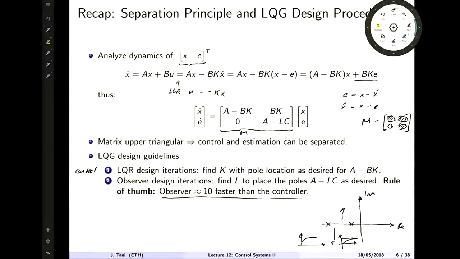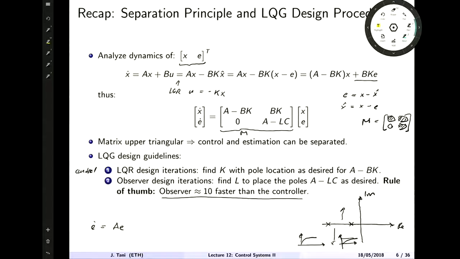Yes, this is correct, but there's a catch, which is A might still be unstable. So we've seen that E dot is AE, if we don't have the part from the Luenberger observer, so without the L. So if A is unstable, the error is going to infinity. Is it clear?